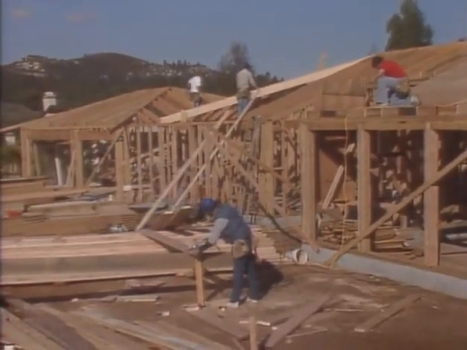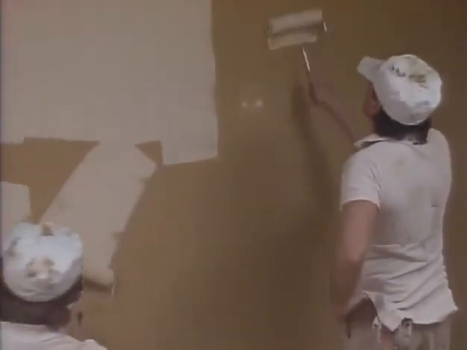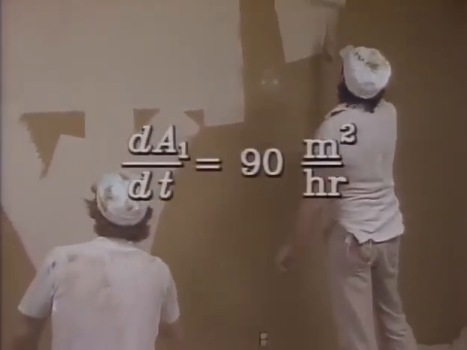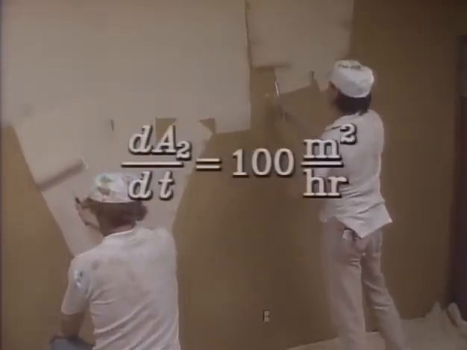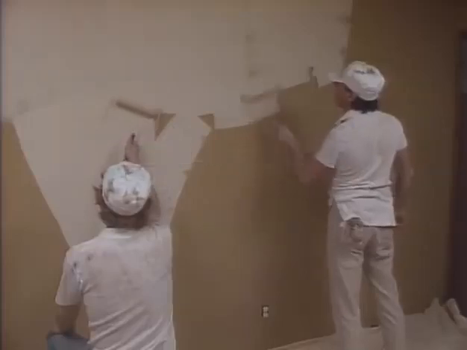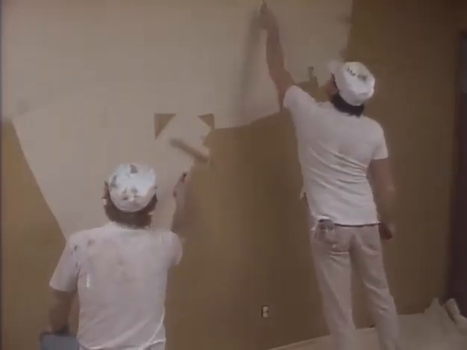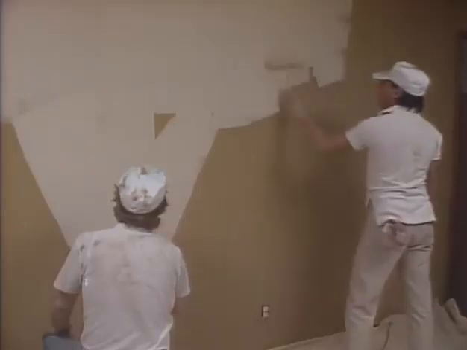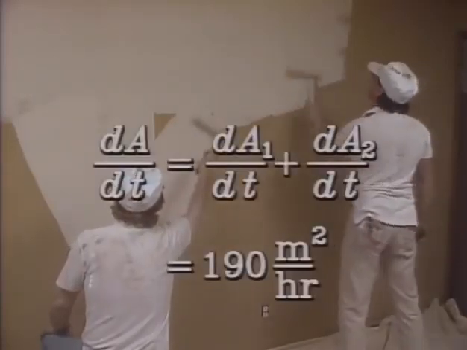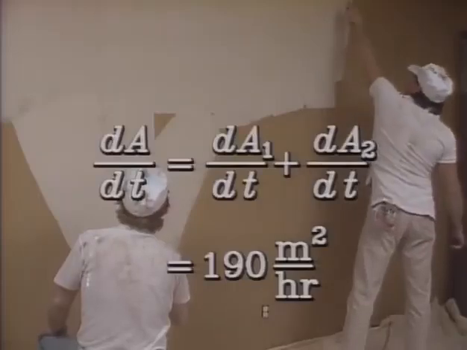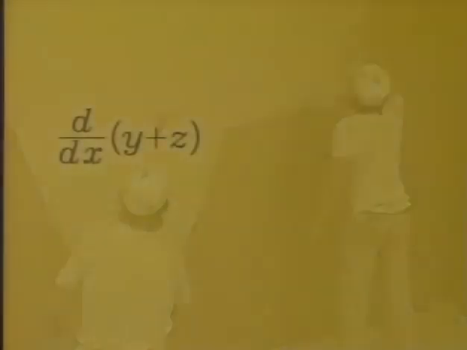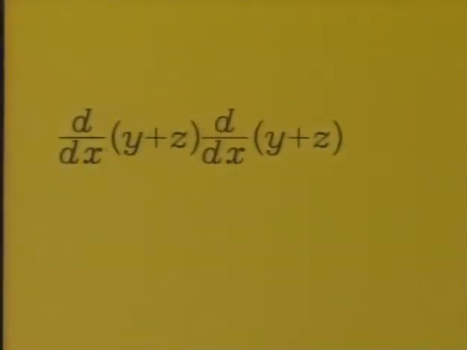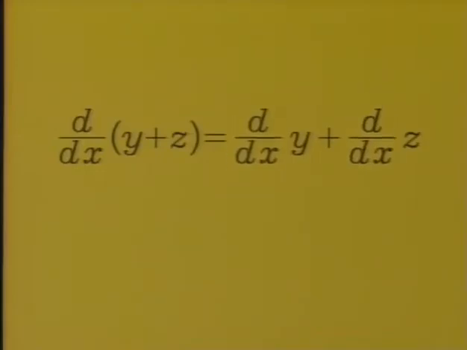One of the basic rules of differentiation is the sum rule. Suppose one painter can paint 90 square meters of wall per hour, and the other 100. Those are the rates at which areas of the wall are changing color. In other words, they're derivatives. Therefore, every hour, 190 square meters of wall are being painted altogether. That's how the sum rule works. The derivative of the sum is the sum of the derivatives.